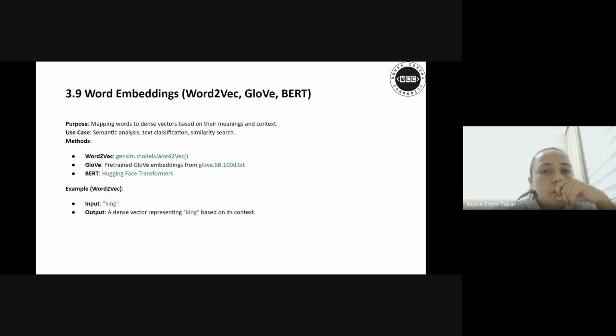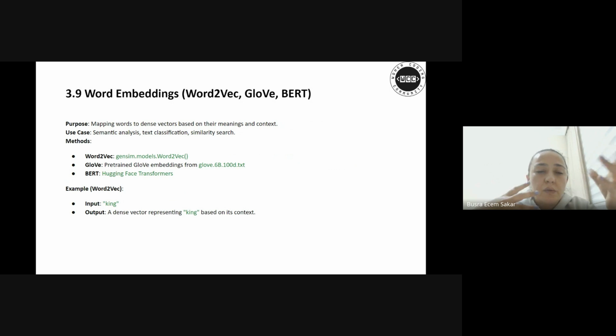So let's move to word embeddings. It's a technique used to represent words in a way that captures their meaning and context in a numerical format. It's a little bit advanced technique. But in general, the purpose of word embeddings is to turn words into dense vectors, which are essentially lists of numbers. So these vectors allow us to understand relationships between words.